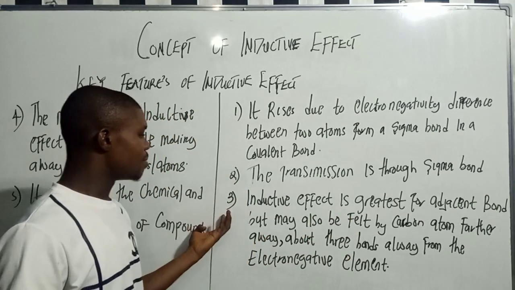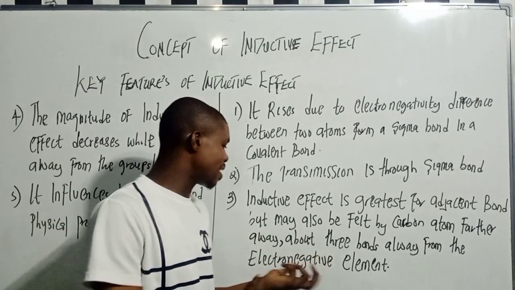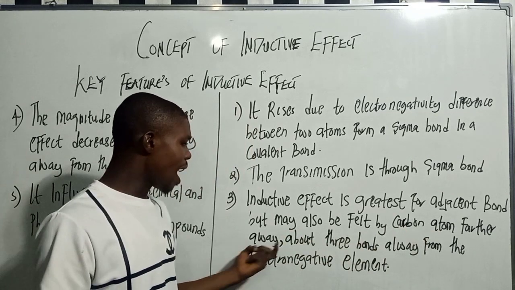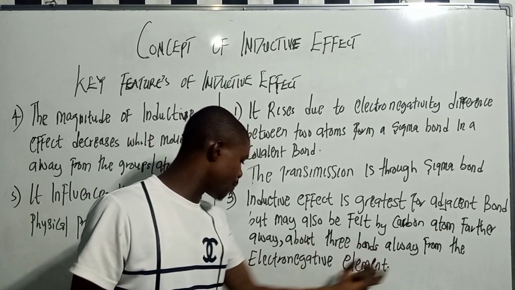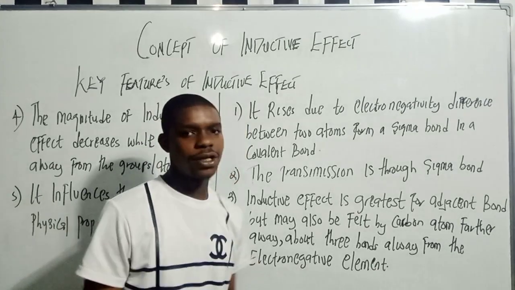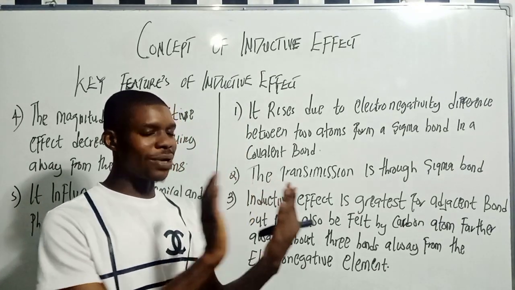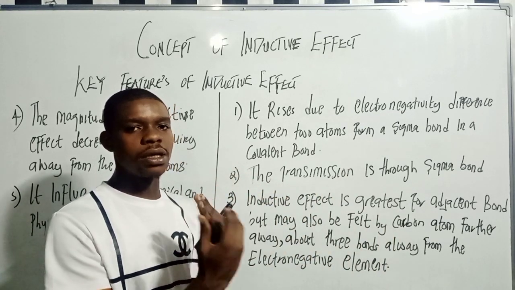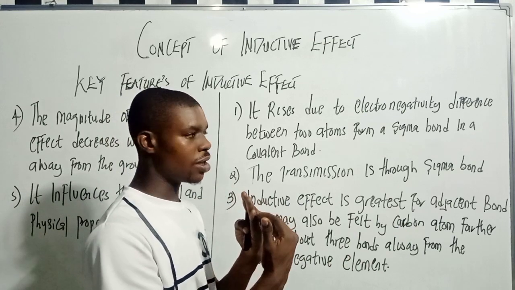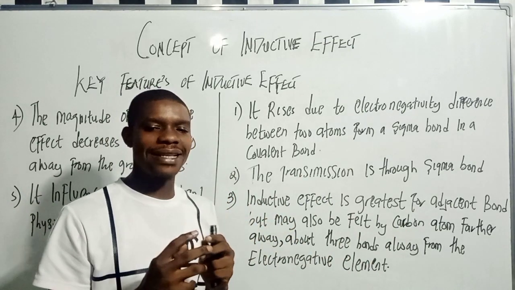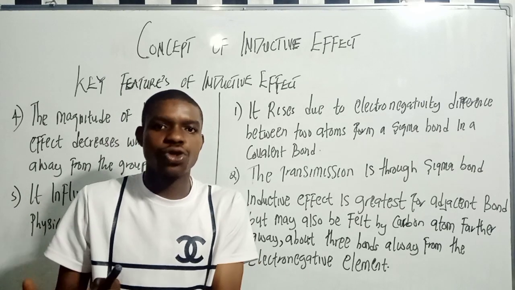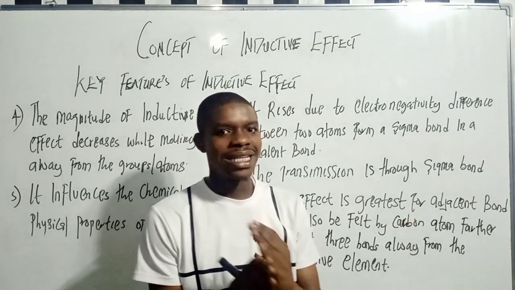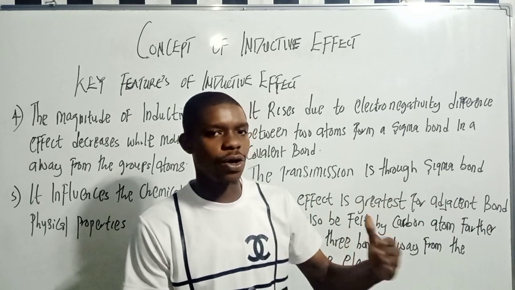That is number two. Inductive effect is the greatest for the adjacent bond, but may also be felt by carbon atoms further away, about three bonds away from the electronegative element. Do you get that? So remember, inductive effect is the transmission of polar effect through sigma bonds. So as it moves on, the effect dies off. That is, inductive effect is felt most by the adjacent atom close to the electronegative element. So as you move along, it dies off about three carbon atoms along the chain.